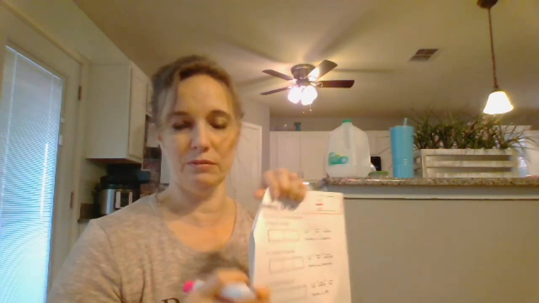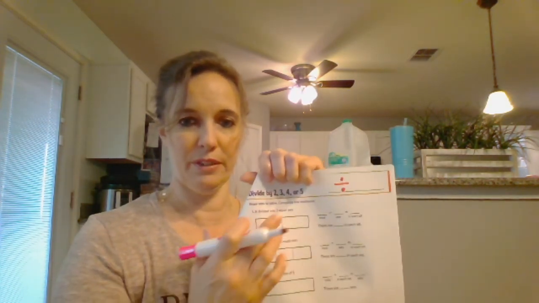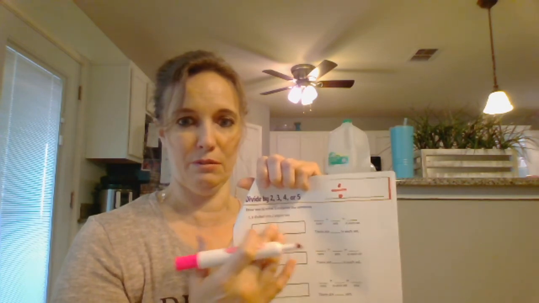So number 1 says 8 divided into 2 equal sets. So how many boxes do they have there? 1 and 2. So let me show you. They have, there we go, 1 and 2. Get your paper out and you can look.